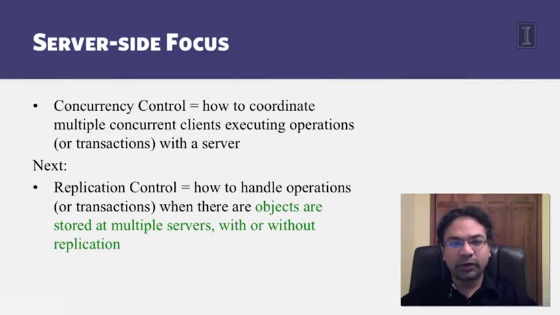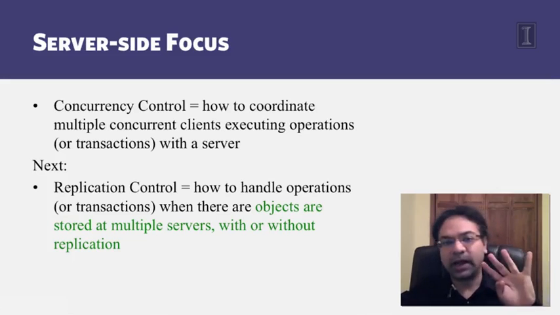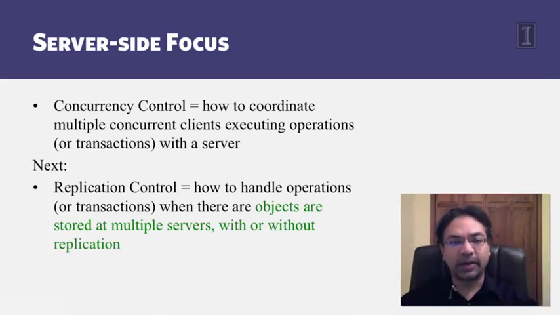Well, concurrency control deals with the case where you have multiple clients executing operations or transactions with just one server. So you have multiple clients and one server. Replication control, on the other hand, focuses on the server side.